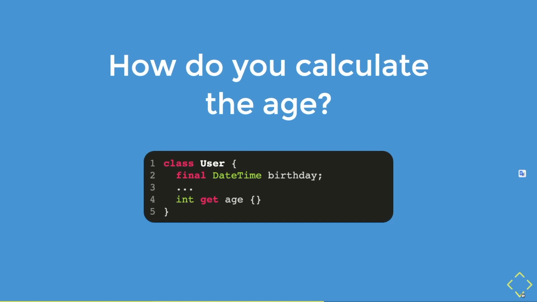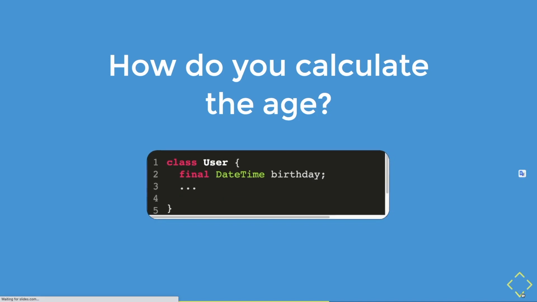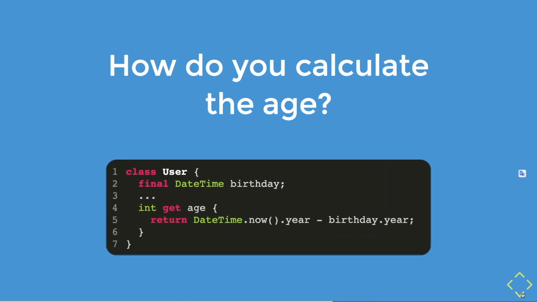So now, with this knowledge in creating a getter method, how do we then calculate the age just using the birthday DateTime data? Well, it's actually pretty simple. You can use the current date time by using the DateTime.now function and calling the year property. And you can deduct the birthday year that's inside the user object. And that is how you get someone's age.